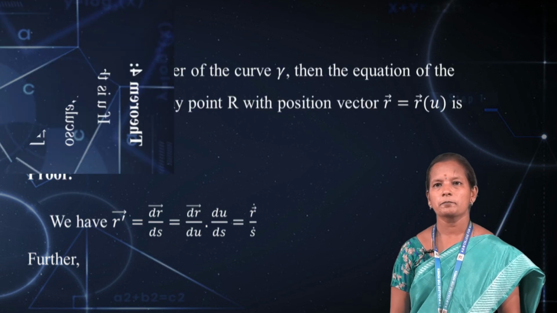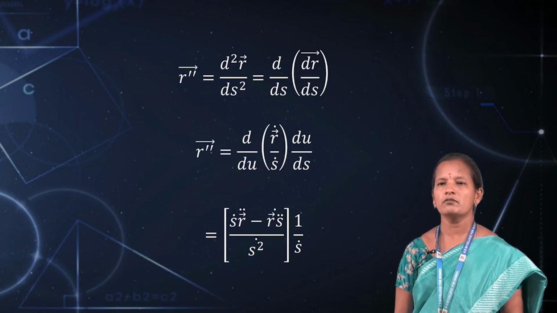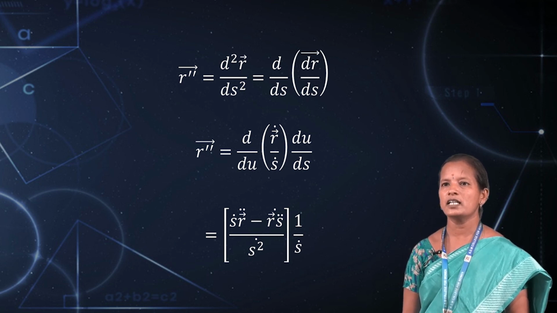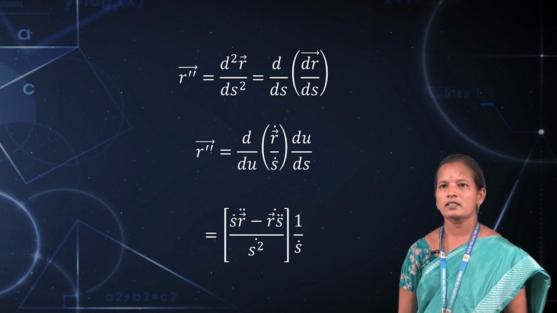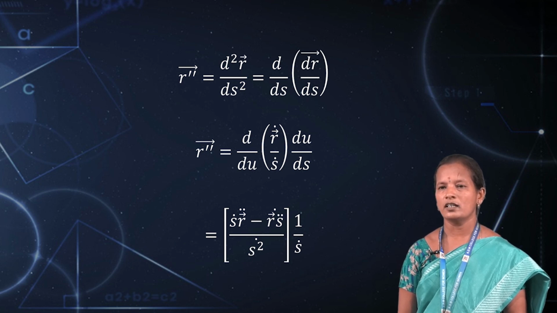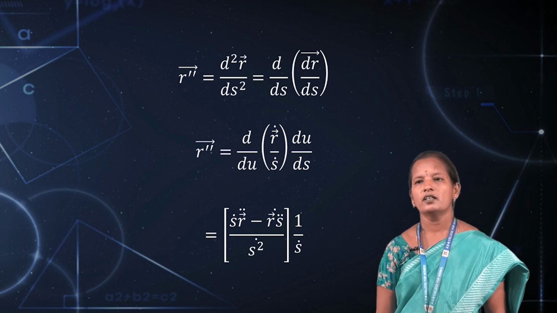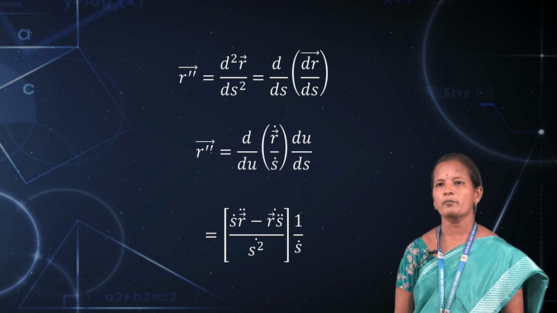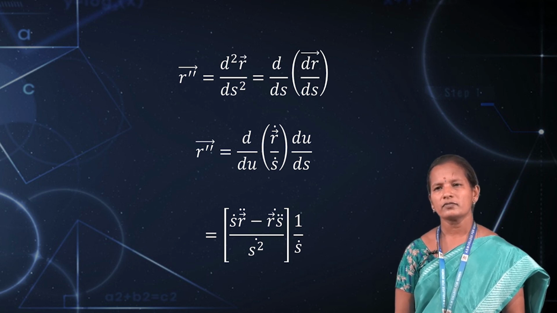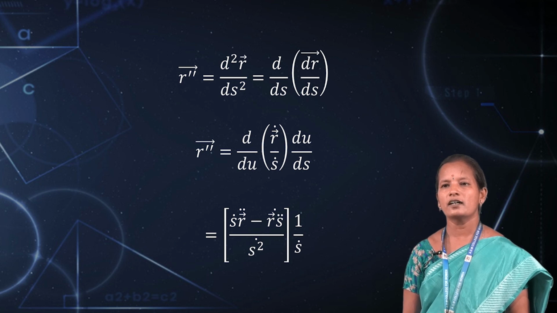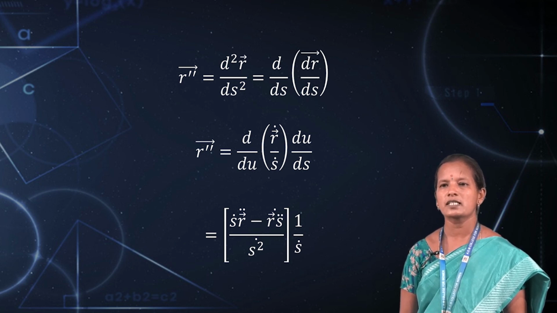Further, r triple dash is equal to d squared r by ds squared. That means d by ds of dr vector by ds, so that d squared r by ds squared. That is again equal to, we are multiplying by du and dividing by du, d by du of r vector by s dot into du by ds, so that we are differentiating the above one, we get s dot into r double dot minus r dot into s double dot divided by s dot squared into 1 by s dot.